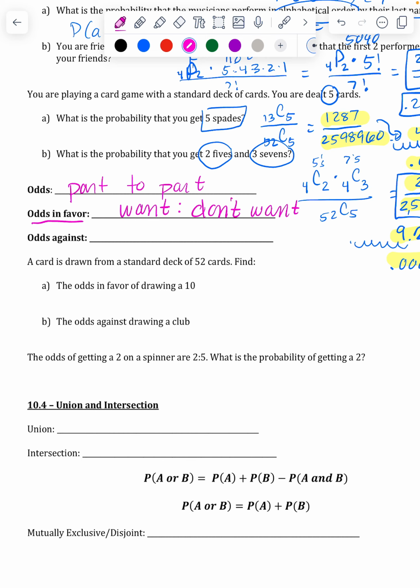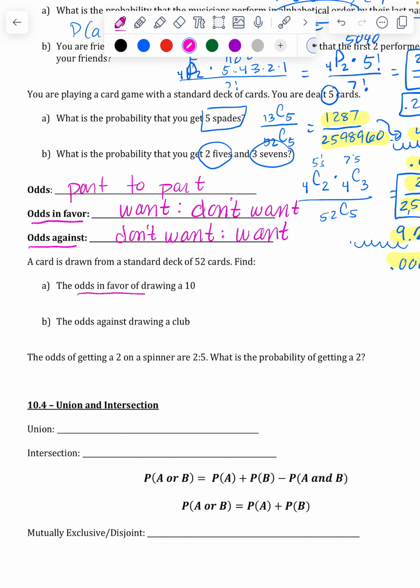And you can write it like that with a colon. You can write it as a fraction, so you would have the things you want over what you don't want. And then odds against is the flip-flop. You go, well, against what I want. So the things you don't want to have happen compared to the number of ways what you want could happen. So let's look at an example.